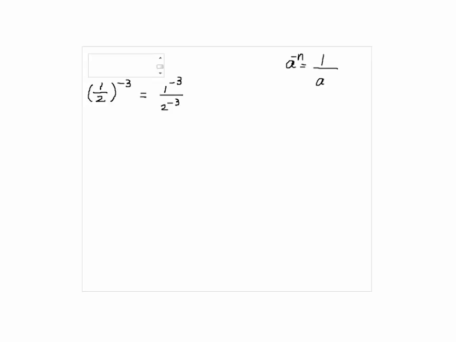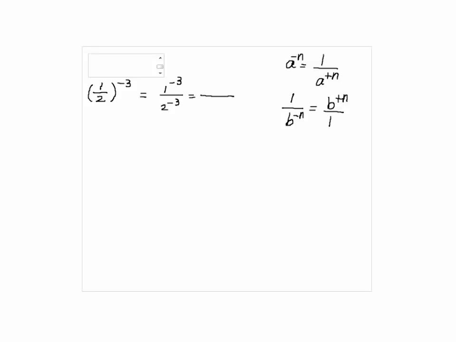Recall, if you have a term with a negative exponent, we can change the negative exponents to positive exponents by using this property. A to the power of negative n is equal to 1 over a to the power of positive n. It's also true that if you have 1 over b to the power of -n, you can make this positive by placing the b at the top of the fraction.